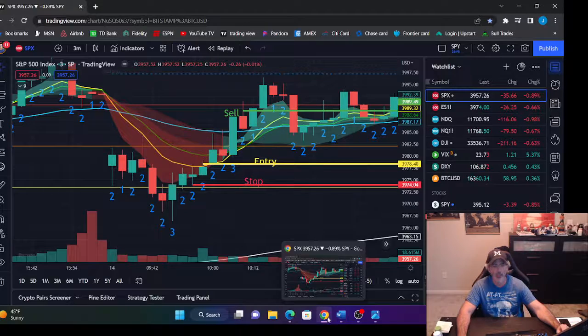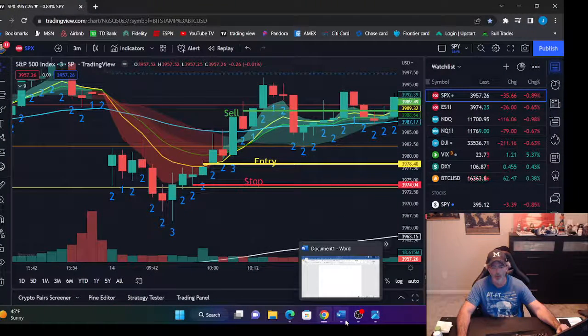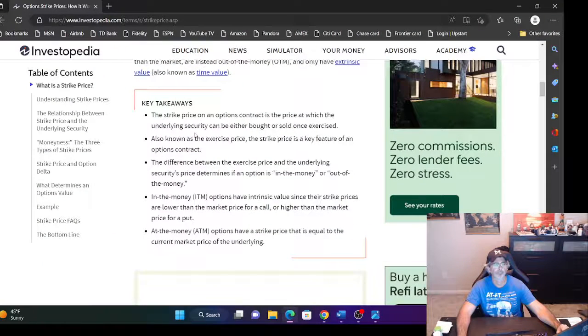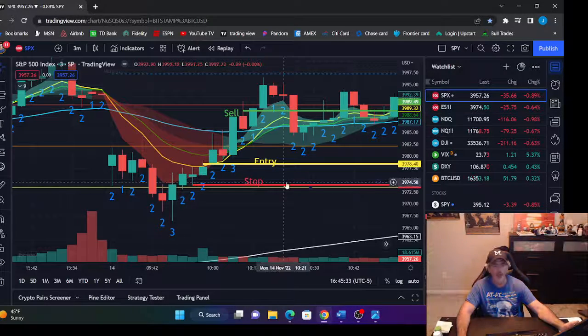So we'll talk about some terms real quick. And where are they? Here we go. The strike price of an options contract is the price at which the security can be either bought or sold once exercised. So that's the price at which your target is. So my strike price was 40.15, also known as the exercise price. The difference between the exercise price and the underlying security's price determines if an option is in the money or out of the money. So with the current price at 39.78 when I bought, and my exit price and my strike price off the chart at 40.15, we are clearly out of the money.